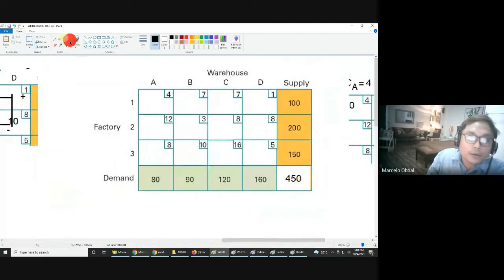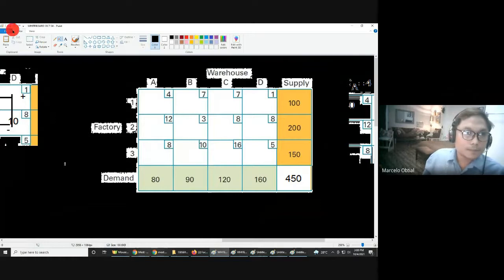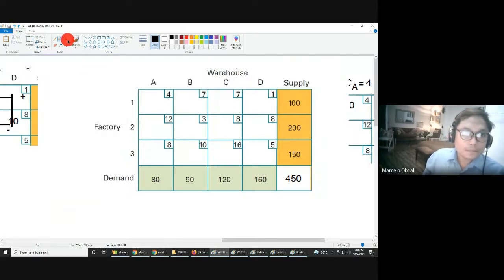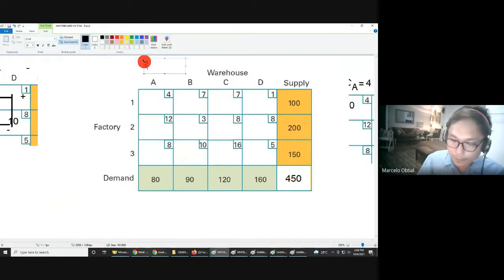By the way, you are required to do this manually. Okay, final tableau. We already answered this in class, in the last meeting, using the long method, no? So we already have an idea. This is the final tableau. Okay?